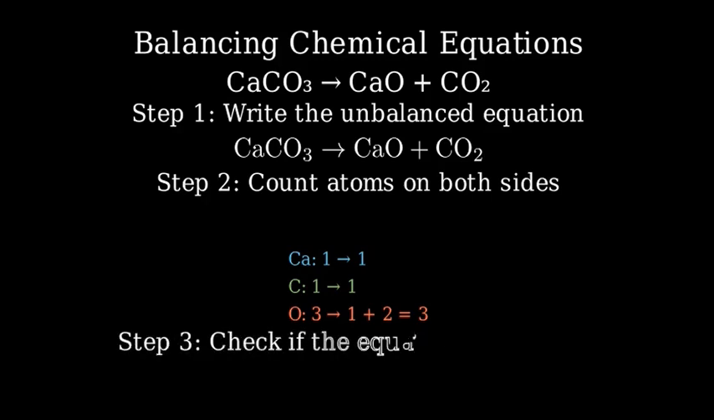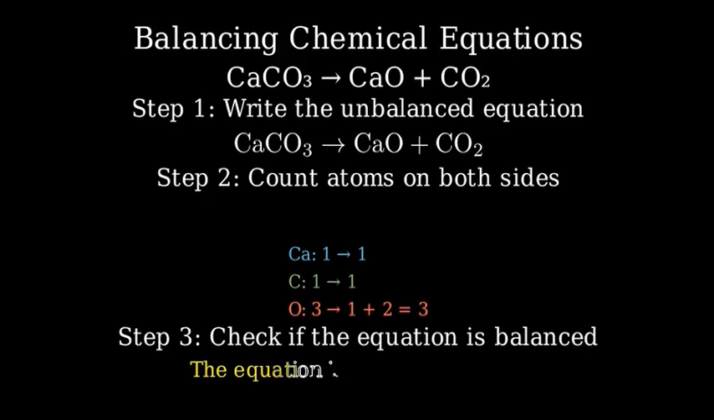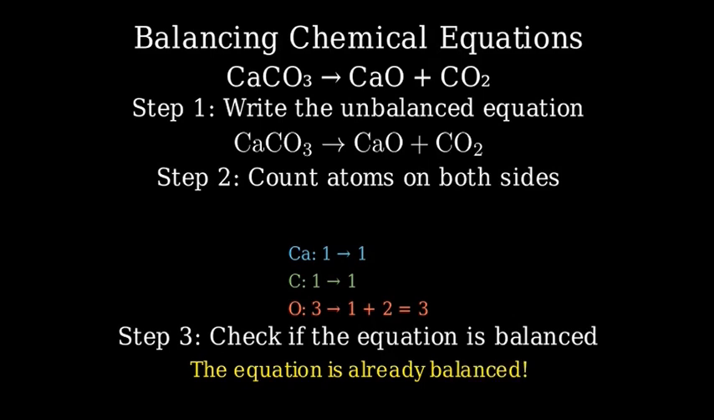Now that we've counted our atoms, we can check if the equation is already balanced. As we can see, we have the same number of atoms for each element on both sides of the equation. This means our equation is already balanced. Let's break down why this equation is balanced.